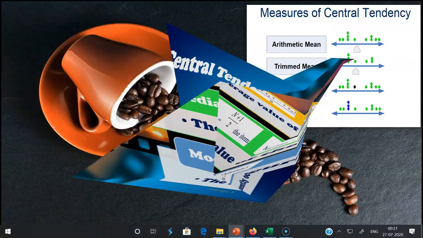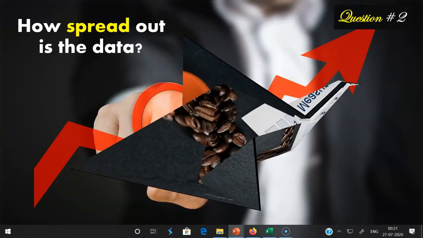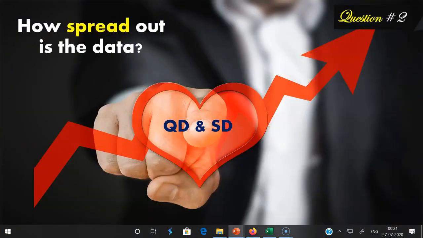The second question about descriptive statistics is how spread out the data is. It is the second question. To get the answer for the second question, we have to look at the measures of variability. That's why I'm using the terms QD and SD, which are nothing but quartile deviation and standard deviation.